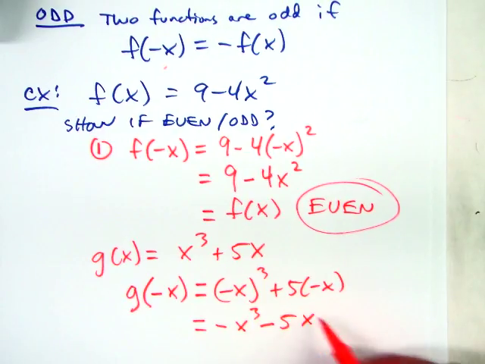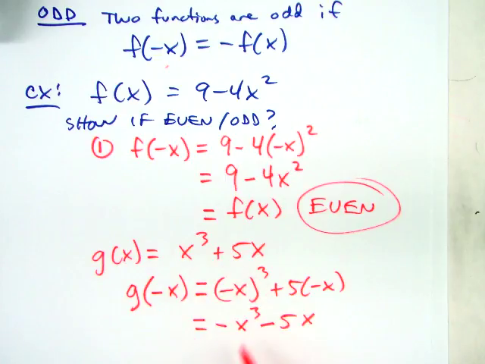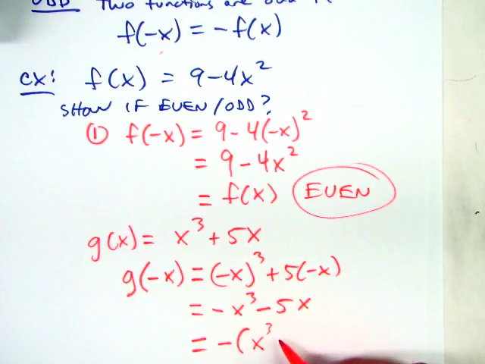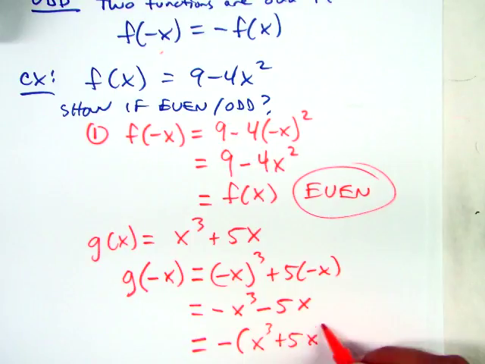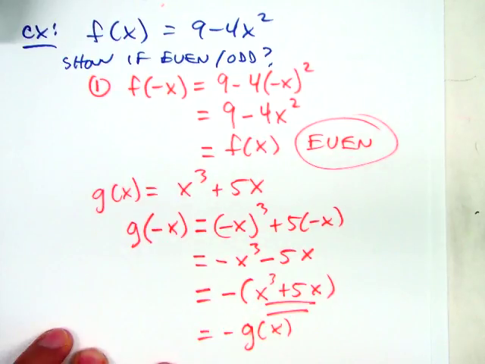So I'm going to stop here and say, is this the same as g of x? Yes. No. Goofballs. Yes, that's this. No, it's not. What can I factor out? A negative. And then what happens? X cubed plus 5x. And now this is the opposite of g of x. Does that make sense?